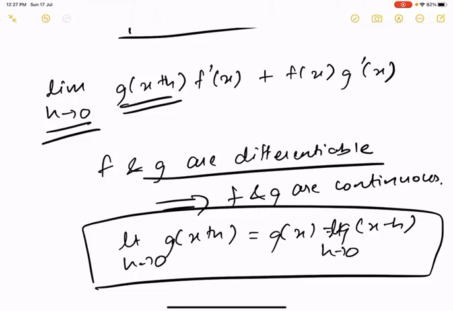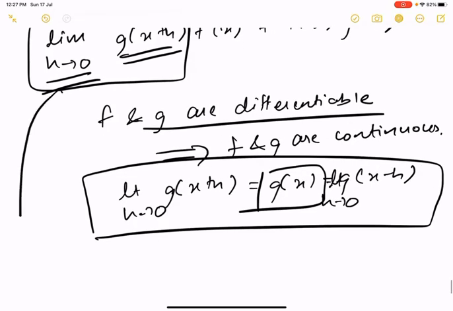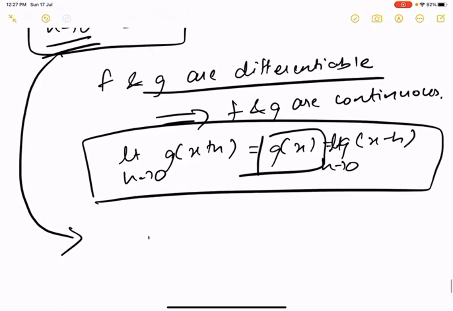But continuity means what? These three things should be same at x, at whatever point you are checking. So now here limit as h goes to 0, g of x plus h, that is nothing but g of x, right? Because g is differentiable, that means that g is continuous. And then instead of g of x plus h, I can write it as g of x. So now this whole expression becomes g of x f dash of x plus f of x g dash of x.